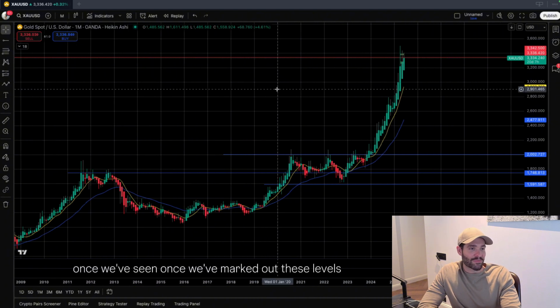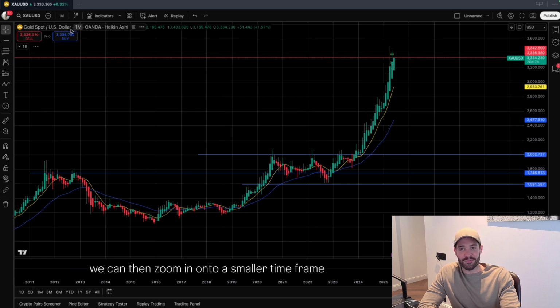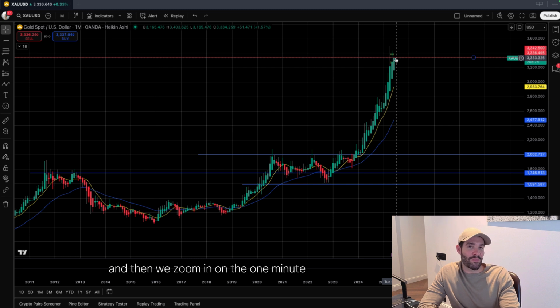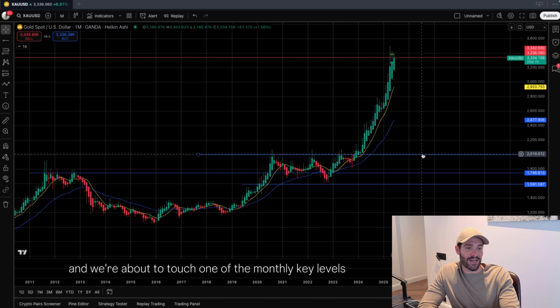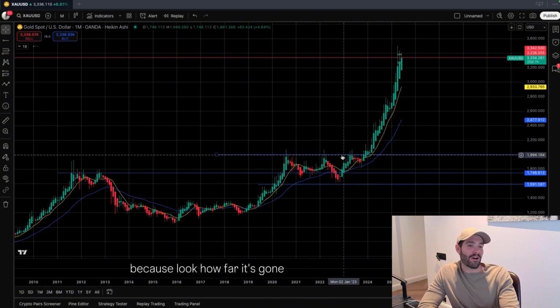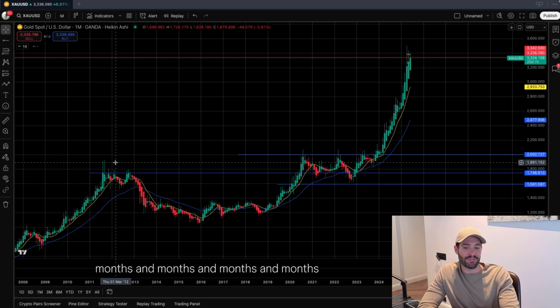So once we've marked out these levels, we can then zoom in onto a smaller time frame. And again, like I said, if we mark out one of these levels and then we zoom in on the 1 minute, and then for whatever reason it's back down here again and we're about to touch one of the monthly key levels, we know that is a huge level. It's a very significant level. Why? Because look how far it's gone back where it's still responding to the same place. Months and months, years even.